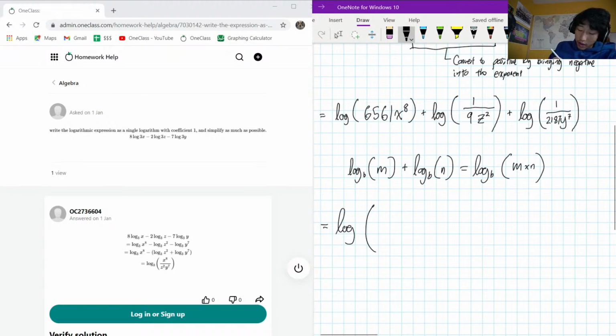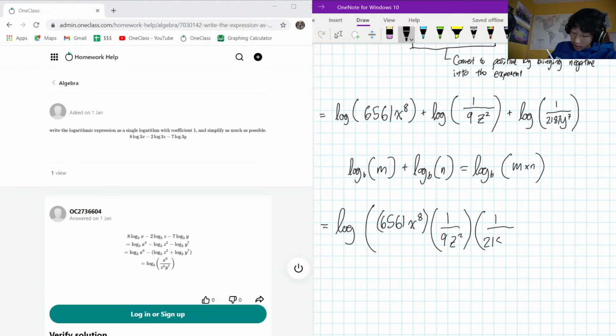So here on the upstairs we have, or we can show this more explicitly, 6561 x to the 8, multiplied by 1 over 9z squared, multiplied by 1 over 2187 y to the 7. Okay, and that's all in bracket. So we can do some simplification.